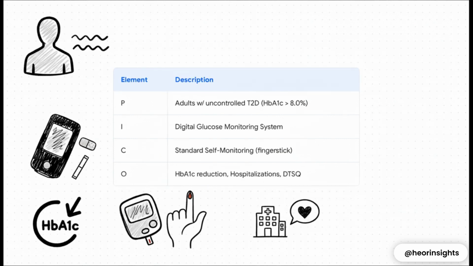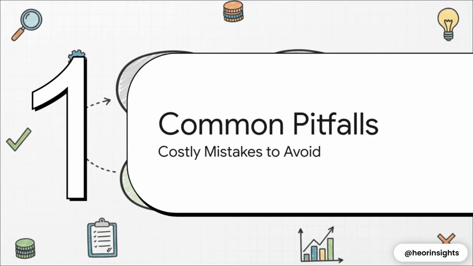Now for this medical device example in diabetes. Here, the population is defined by poor glycemic control. What's interesting is that the comparator isn't another drug, it's the standard practice of self-monitoring. The outcomes then include a mix of clinical control, measured by HbA1c, and humanistic value, measured by patient satisfaction. Precision in PICO construction is vital. We will now review 3 common and costly mistakes that can undermine an entire HTA submission.